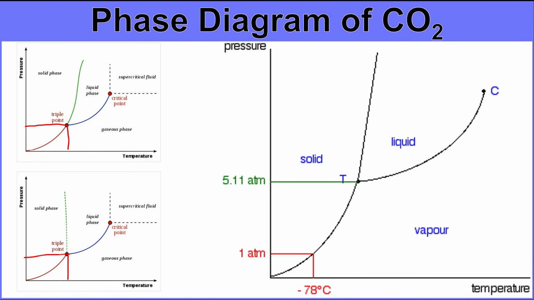Okay? So that means at 1 atmosphere pressure, carbon dioxide will sublime at a temperature of minus 78 degrees Celsius or 195.15 Kelvin. This is the reason why solid carbon dioxide is often known as dry ice. It's because you can't get liquid carbon dioxide under normal conditions. Only the solid or the vapor phase.